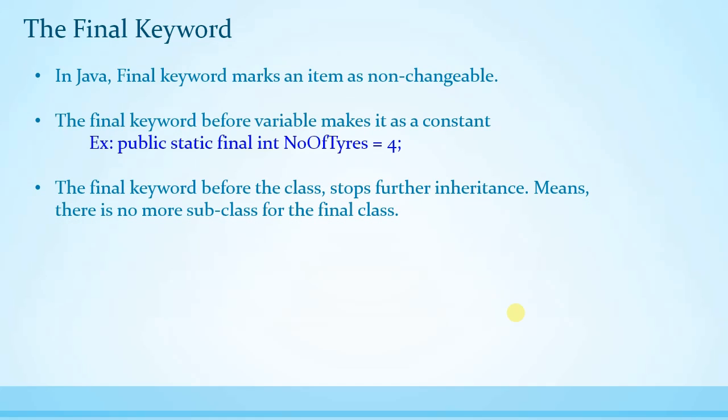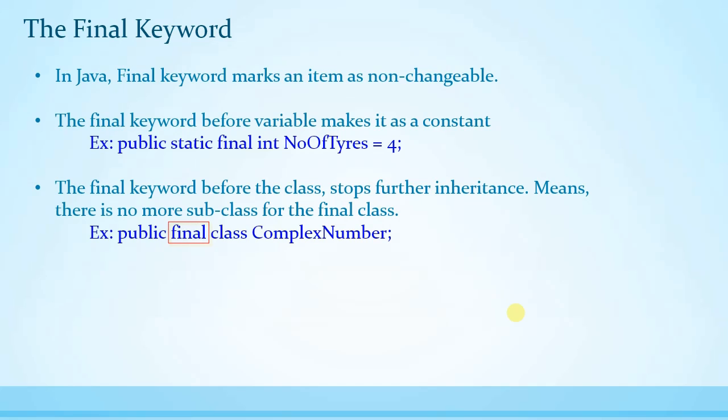The final keyword before the class stops further inheritance. That means if we mark a class as final, it cannot be inherited by other classes. Or in a framework, if you see a class as final, you can assume that it does not contain any subclass.